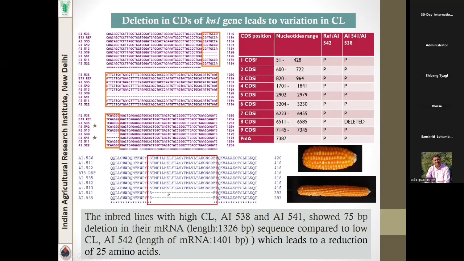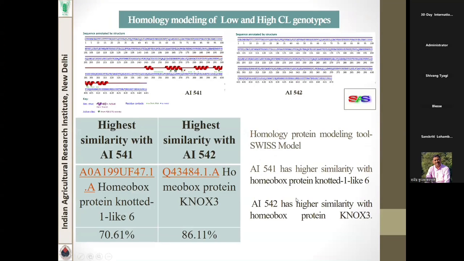So we concluded that though the marker could not differentiate it, a little more effort is required. But we clearly understood that there are changes at amino acid level at the 8th CDS. The total 75 nucleotide difference was there, and that will lead to around 25 amino acid changes. The mRNA length was different. So this might have caused this variation in kernel cob length in our genotypes. To test this, we made some homology modeling between low and high cob length genes. This is 541, the high cob length, and 542 is the comparatively low cob length.